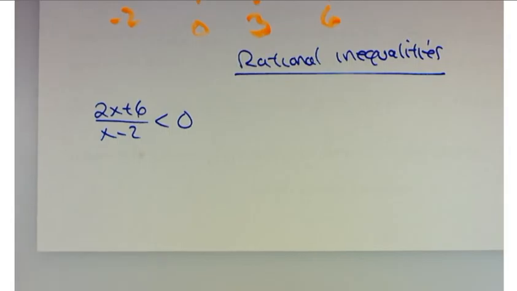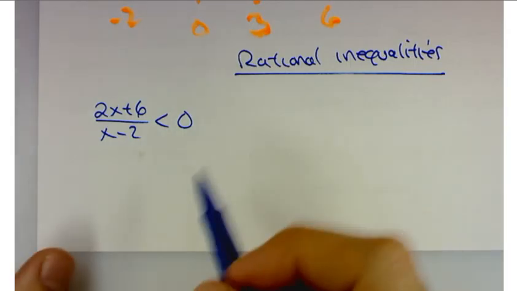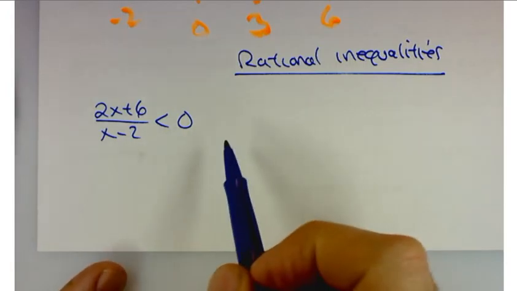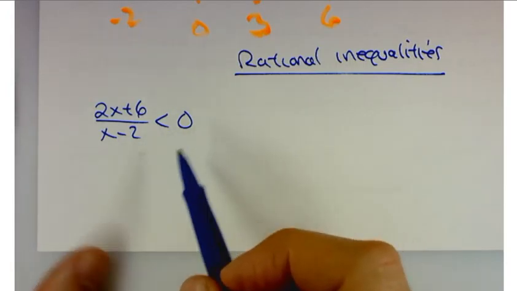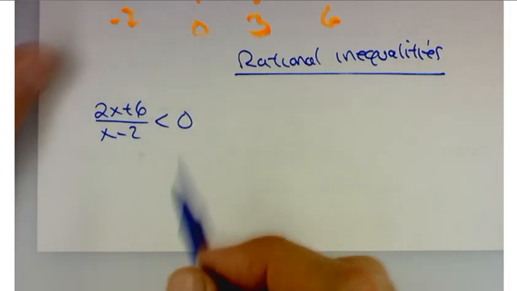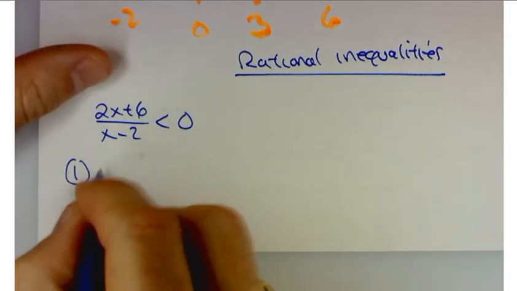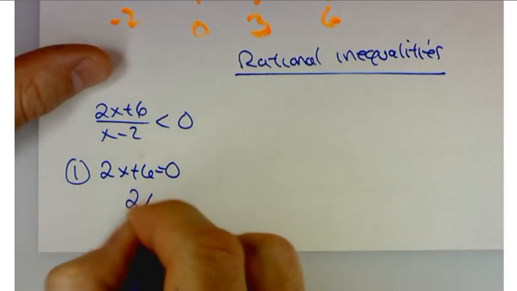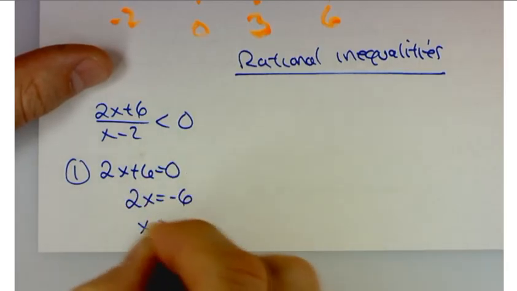This is similar to what we did with polynomial inequalities, in as much as we need to find a couple places where this is 0, etc. The only difference is that instead of having a polynomial equals 0 and figuring out where each factor equals 0, we have numerators and denominators. So I need to find where the numerator equals 0. For instance, 2x plus 6 equals 0 is 2x equal -6 or x equal -3.